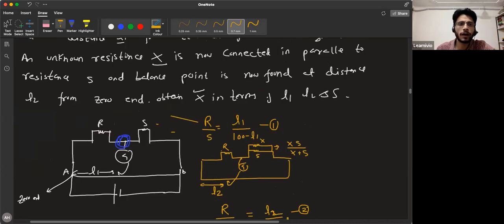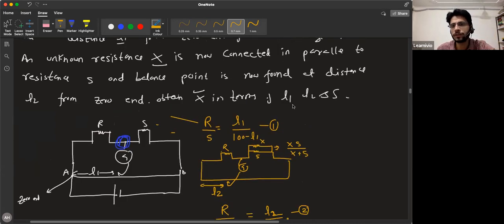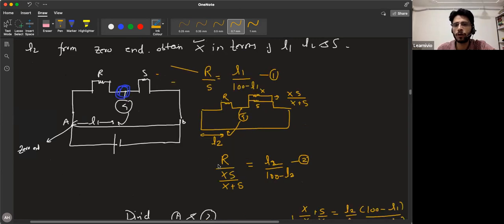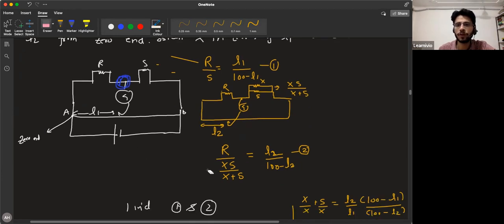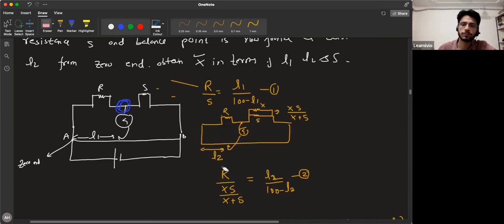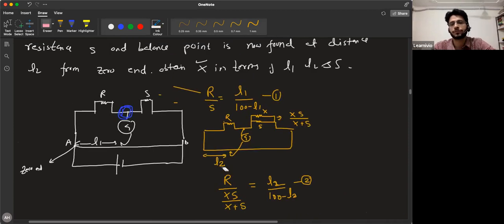Now you have to calculate the value of x in terms of L1, L2, and S. Means you somehow have to eliminate this R. To eliminate this R, what we can do is just divide them. So when we divide them, we get x in terms of L1, L2. Just note it down and do the rest of the calculation. Just divide 1 and 2 and you will get x in terms of L1, L2.